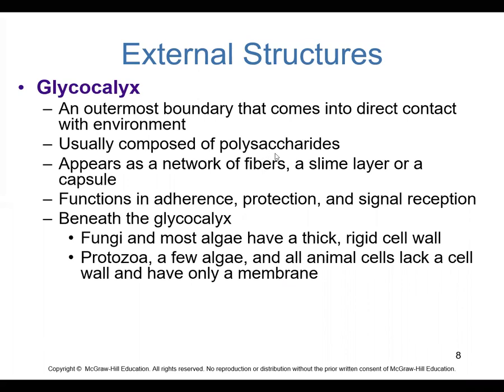The glycocalyx, this is our outer boundary, very similar to the glycocalyx on prokaryotes. It's mainly polysaccharides. It does have a network of fibers in there. It forms a slime layer or capsule very similar to the prokaryotes. It is for protection and adherence, again, just like in the prokaryotes. But another thing, except for whenever you're having your slime layers, it is for signal reception. So it's the communication from one cell to another cell.